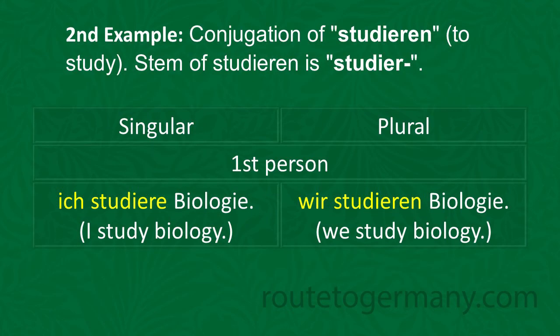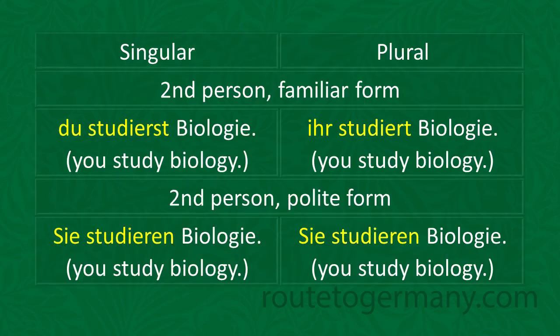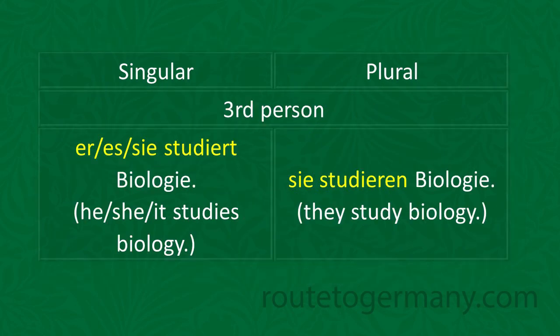Another example of regular verb is studieren. Studieren means to study. The stem of studieren is studier. The conjugation of studieren is: ich studiere Biologie. Biologie means biology. Wir studieren Biologie. Du studierst Biologie. Ihr studiert Biologie. Sie studieren Biologie. Sie studiert Biologie. Sie studieren Biologie.